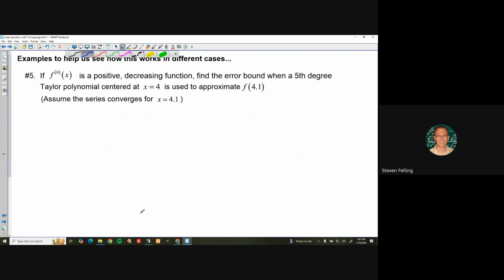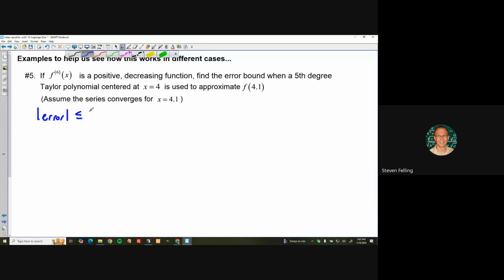Okay, if the sixth derivative of x is a positive decreasing function, actually there's 3 more questions after this one, 2 more after this one. Find the error bound when a 5th degree Taylor polynomial centered at x is 4 is used to approximate this, assume the series converges at that value. Okay, this is actually the same kind of problem as the one we just did, so nothing dramatically different. Let me go through this. In fact, I think if you were to pause the video, you should be able to do this one based on the one we just did.